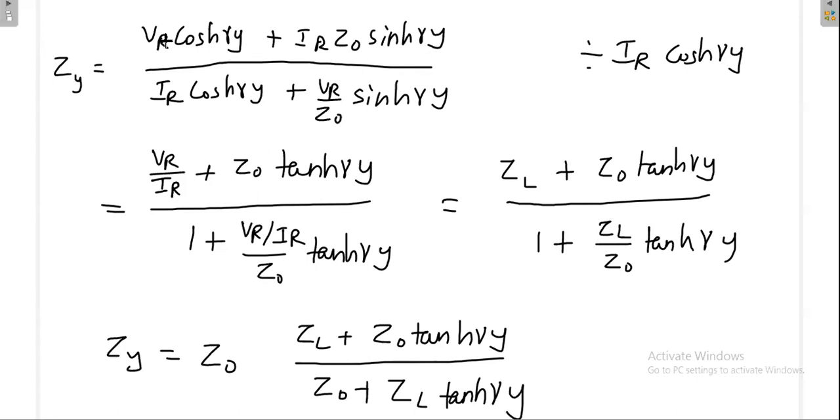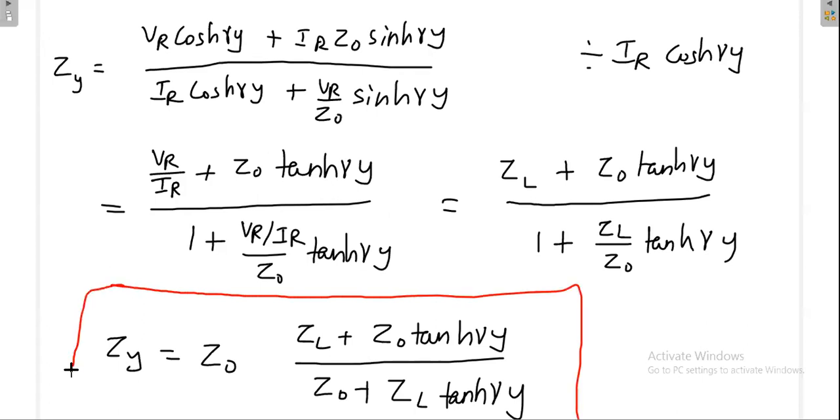What is important here: no need to remember this equation, but remember one thing. Our idea is to find the impedance anywhere on the transmission line. That impedance depends on the characteristic impedance. You start with Z naught, then ZL, and then Z naught. The denominator has the same format, but ZL and Z naught are reversed: here Z naught comes, here ZL comes, with tanh gamma y.